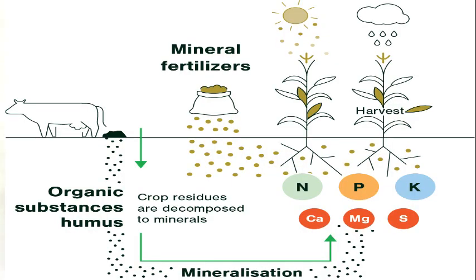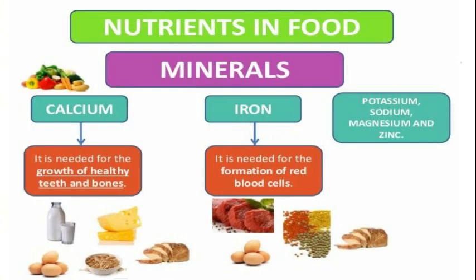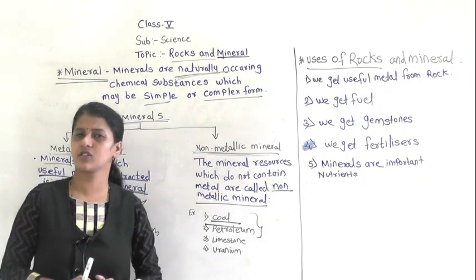The next use of rocks and minerals is fertilizer. Minerals like sulfates and nitrates are added to the soil as fertilizer to increase its fertility. Then, minerals are very important nutrients. Our body needs minerals like potassium, calcium, zinc and iron in small quantities to remain healthy. These are the uses of minerals.